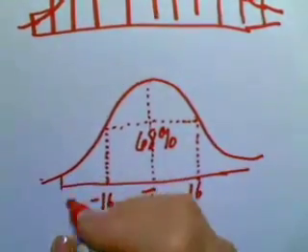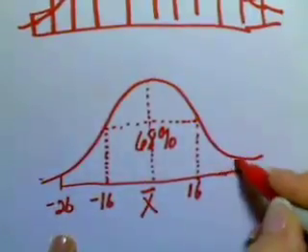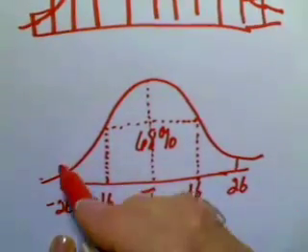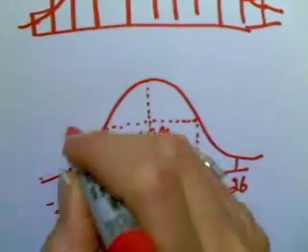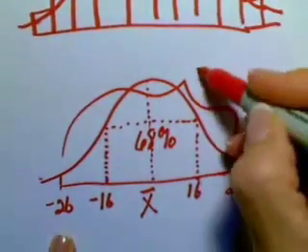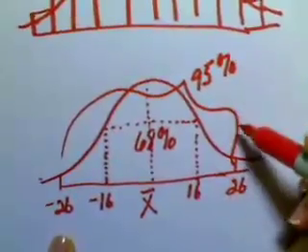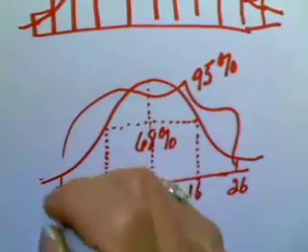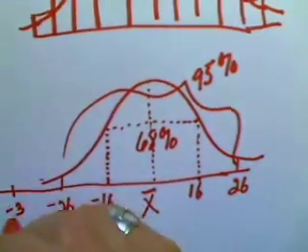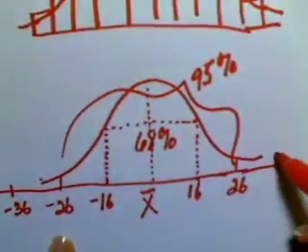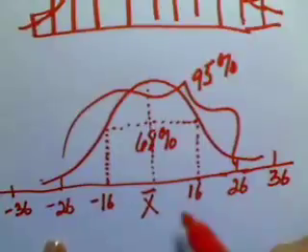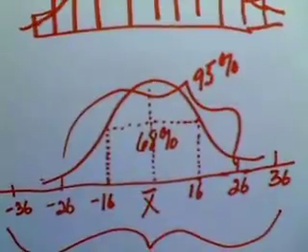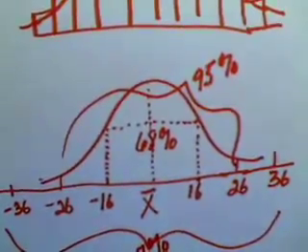If you are 2 standard deviations from the mean, right or left, that's where you can expect to find 95% of the data. If you are 3 standard deviations to the right or to the left of the mean, that's where you can expect to find 99.7% of the data.